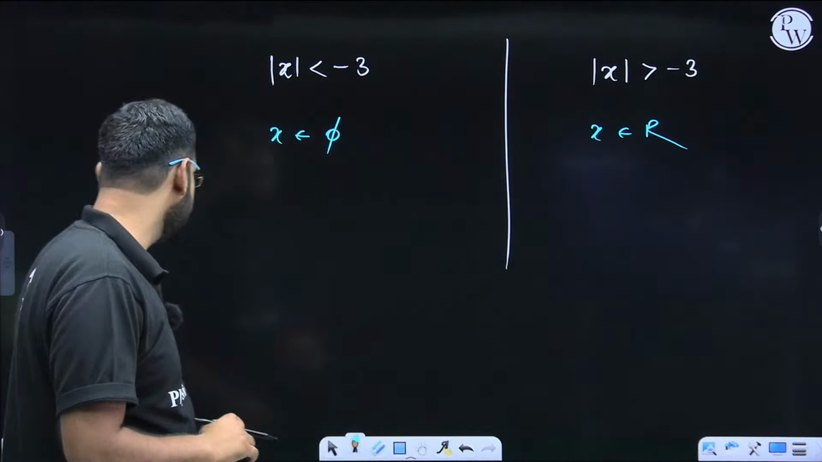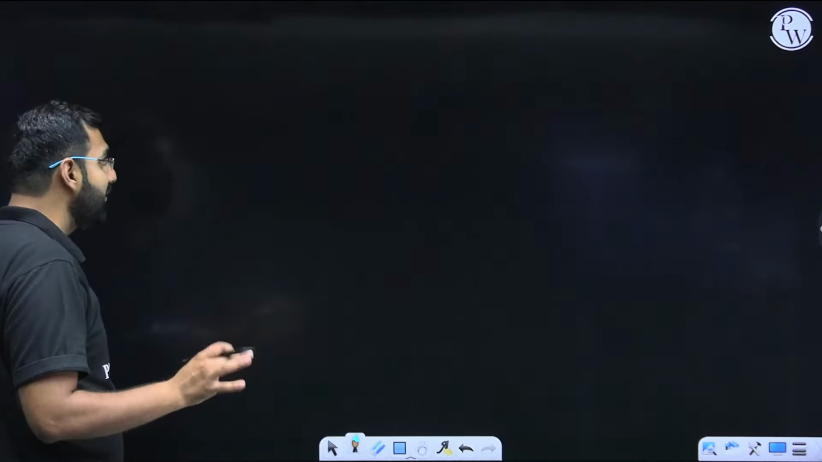Now let's get clarity on wavy curve method. What is that? Let's take an example. Let's say here there are numbers like 2 minus x to the power 3. Then you have x plus 7 to the power 4. Then you have, let's say, 3x minus 4 to the power 2. And this I want to be greater than or equal to 0.